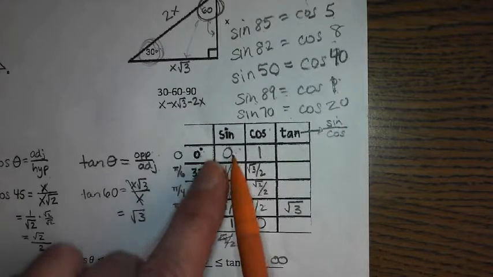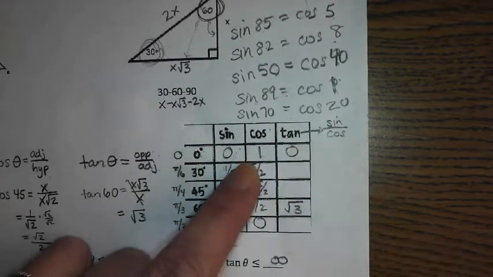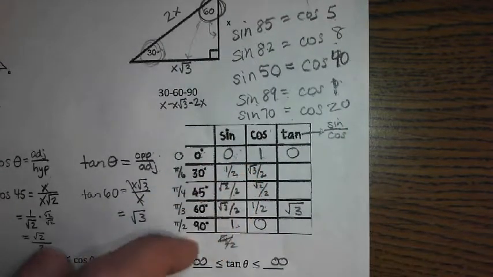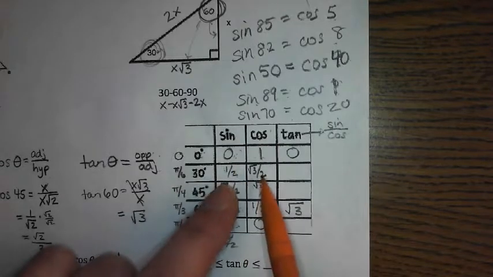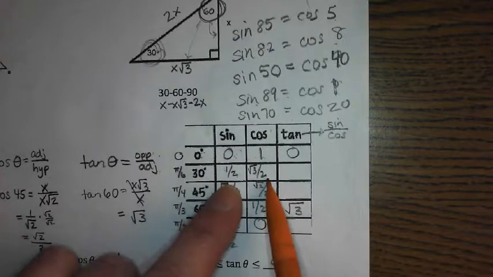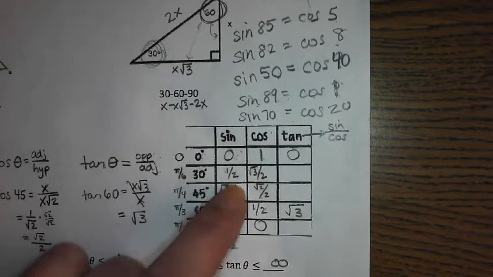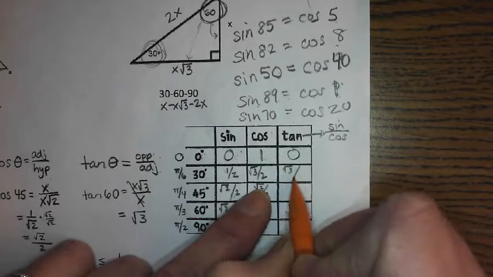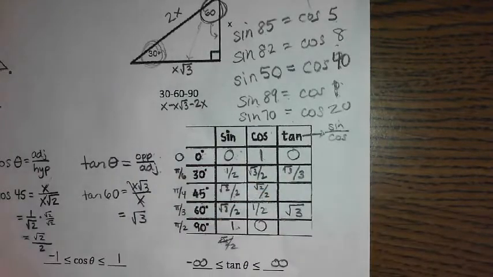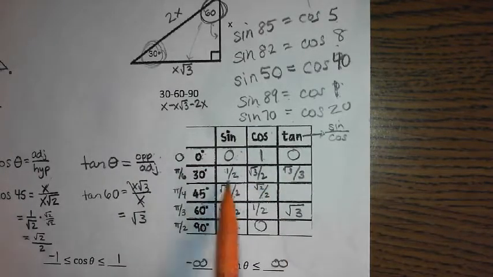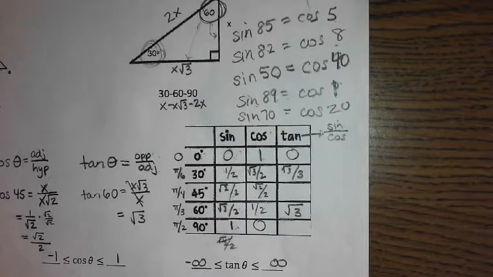So if I just take 0 divided by 1, that's going to give me the tan of 0. 1/2 divided by root 3 over 2: if you did that fraction divided by fraction, if you keep, change, flip, and then you'll have to rationalize, you will get root 3 over 3. That one's harder to see, but that is what 1/2 divided by root 3 over 2 is.